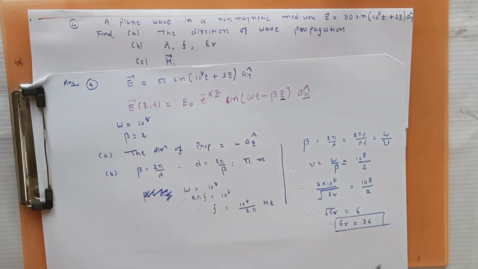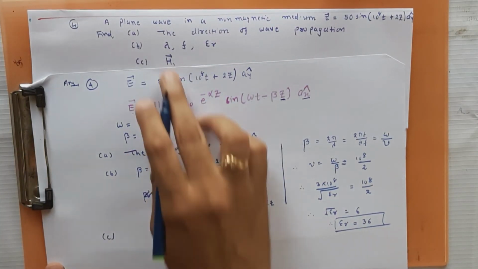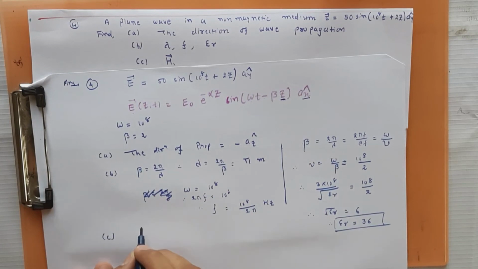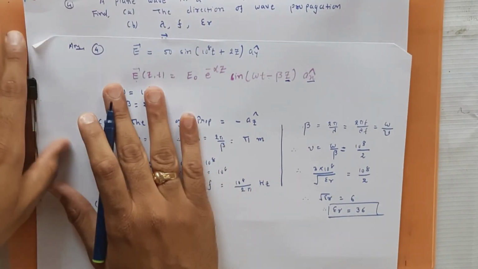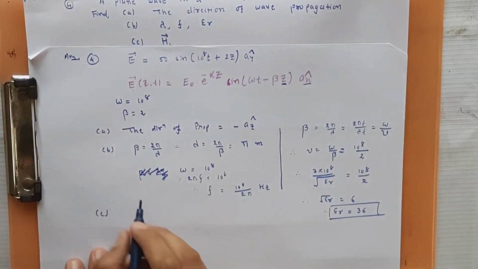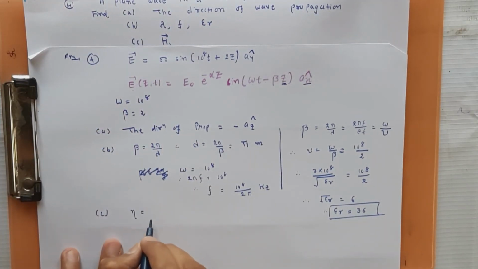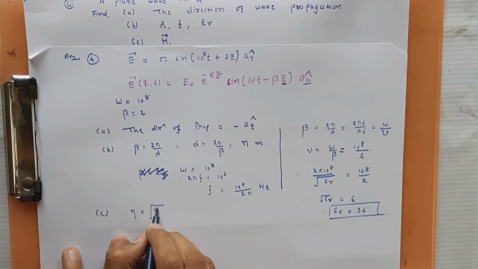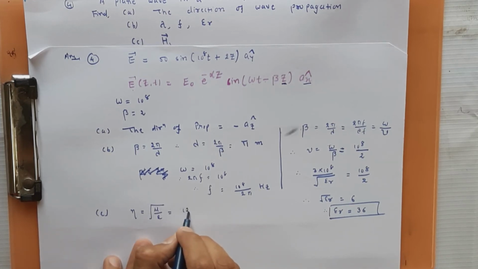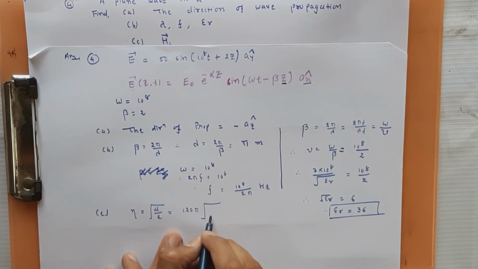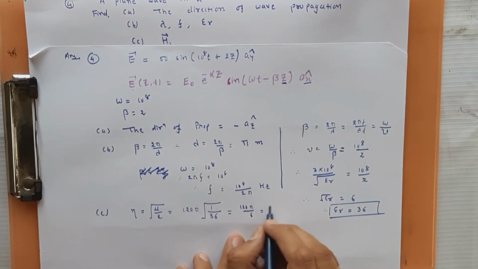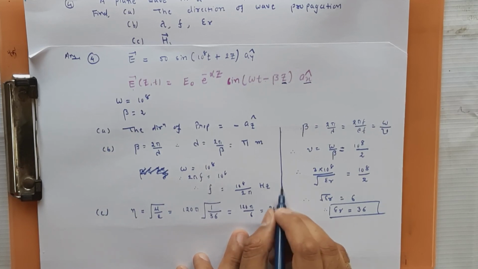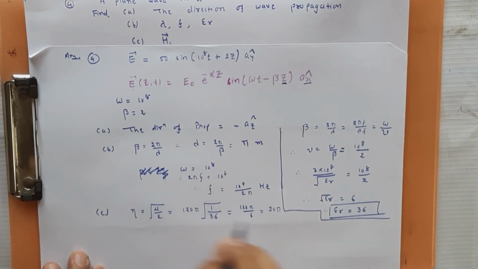And last final, see H vector. Okay, so we know relationship between E and H. Before finding H, first of all we have to find out the intrinsic impedance. So intrinsic impedance is under root of mu by epsilon. So this 120 pi root of mu r by epsilon r. Mu r is 1, epsilon r, 36. So 120 pi by 6. So this 20 pi. So eta is equals to 20 pi.